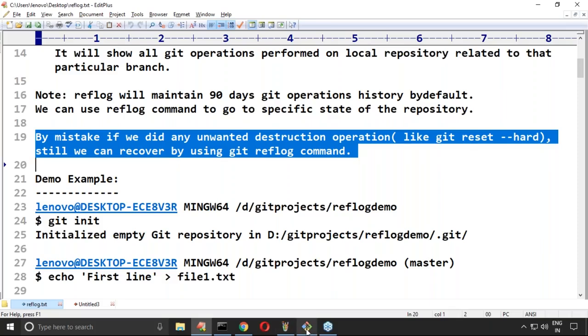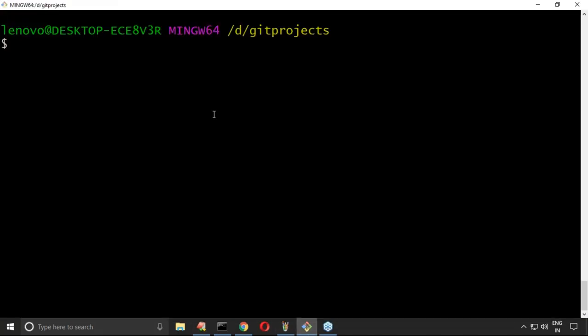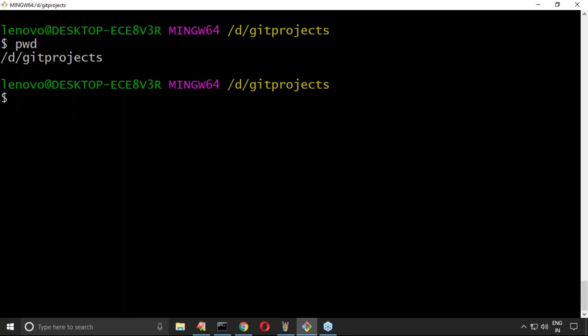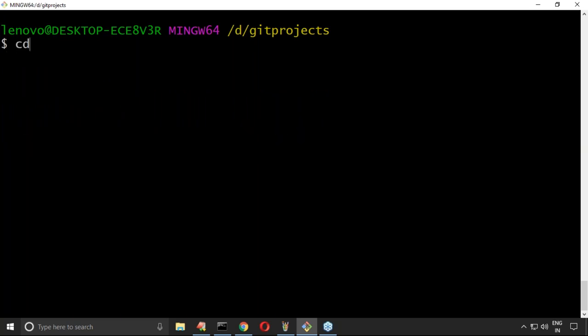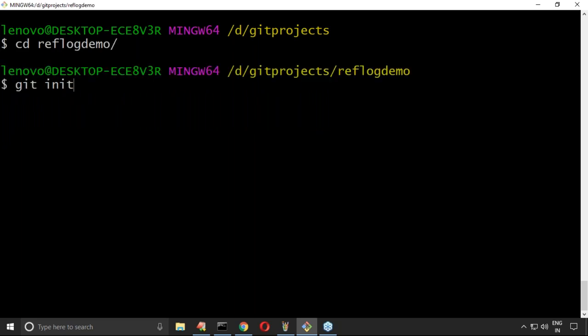Can I go for a small example? Listen very carefully. Just observe, I am in git projects. Now let me create one directory, reflog demo. Yes, now cd reflog demo, and then git init.